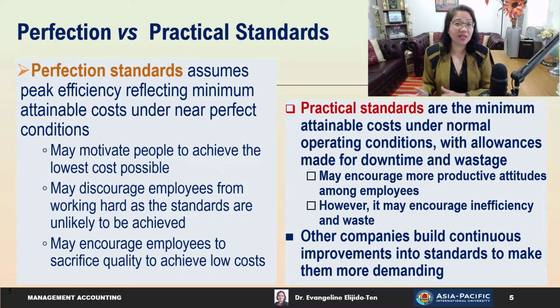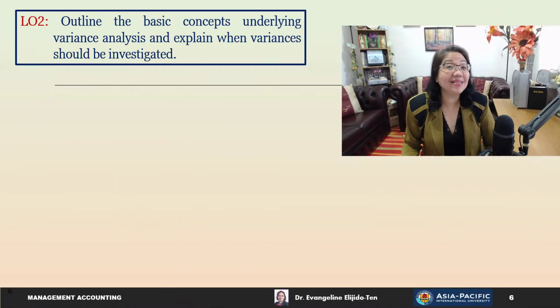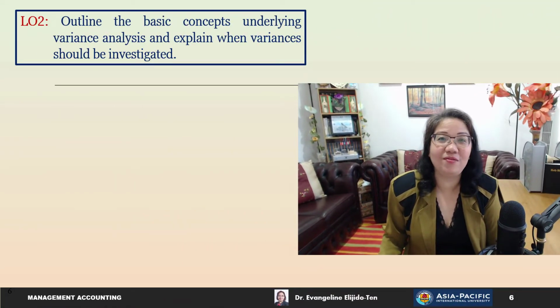Well, practical standards, like I said, would be the one that is most likely to be used because perfection standard is more discouraging to employees rather than encouraging them to work harder. But it is always a good idea for practical standards to have some sort of continuous improvement so that wastage and inefficiencies will be minimized. Let's now move on to learning objective 2.